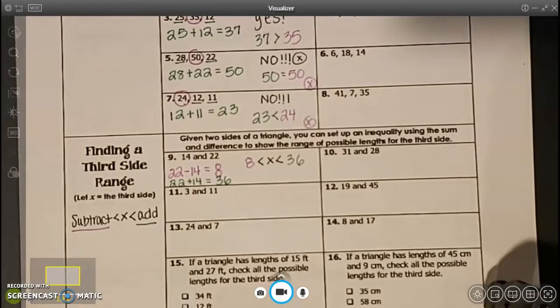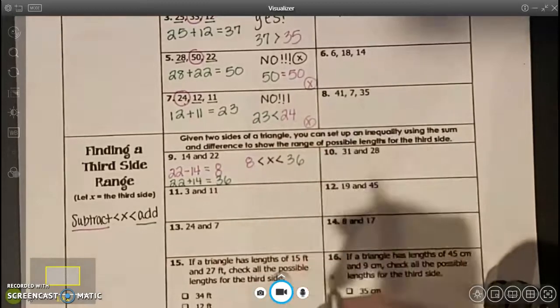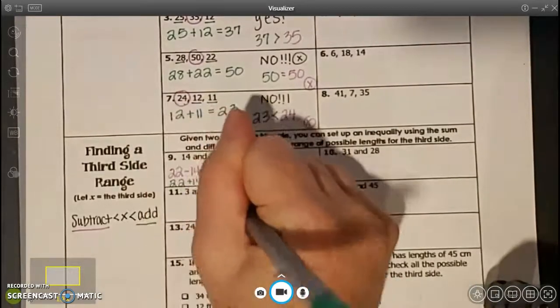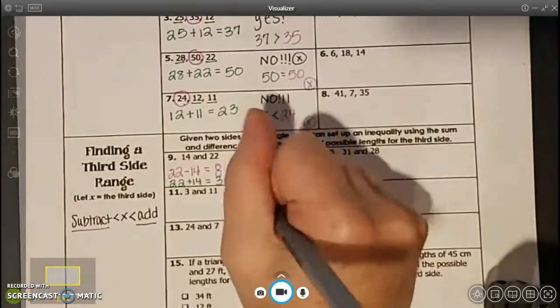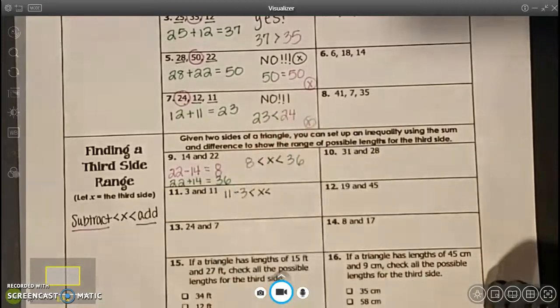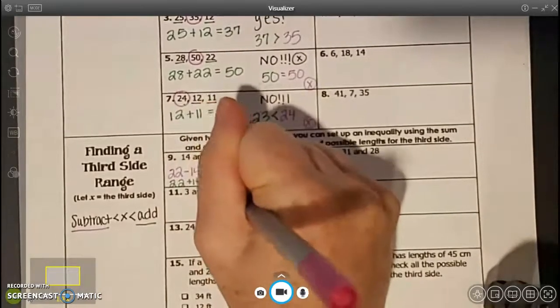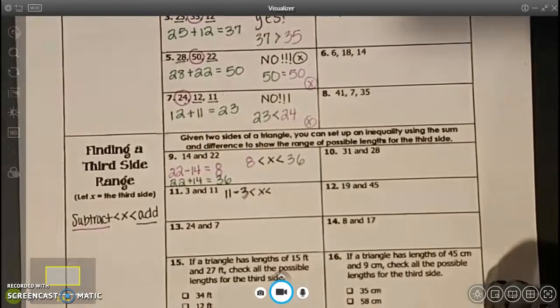Number 11, we have the numbers 3 and 11. So on the left side, we're going to subtract. We'll do 11 minus 3. Okay, x goes in the middle, and then on the other side, I did the wrong color there. So 11 minus 3, x goes in the middle, and then on the right side, we'll do 11 plus 3. So our range is going to be 8.